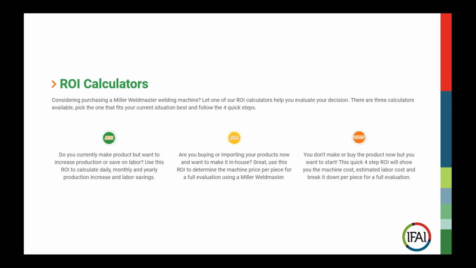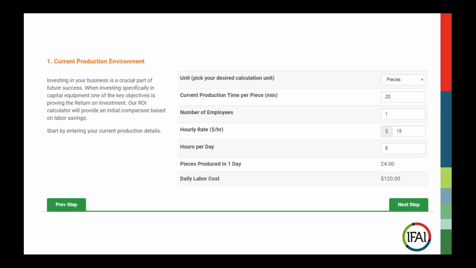There's 3 different tabs that you can choose from. One, you're currently making products and you want to save on your labor and output of production. 2, you're currently buying or importing your products now and want to make it in-house. Or 3, you don't make or buy the product, but you want to start. So the example that I gave, I clicked on you're currently making the product right now. So you would click on the green dot there, and then you would start filling this out.